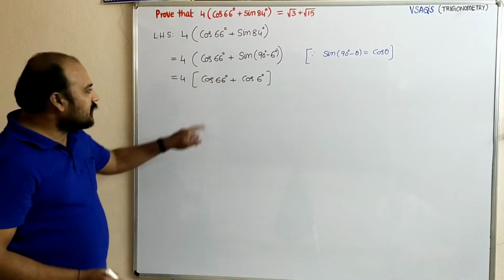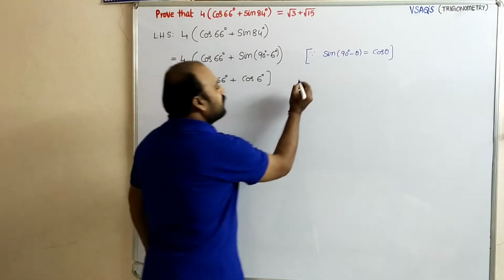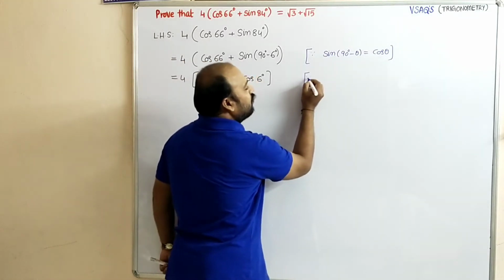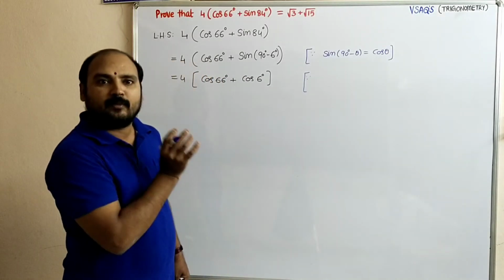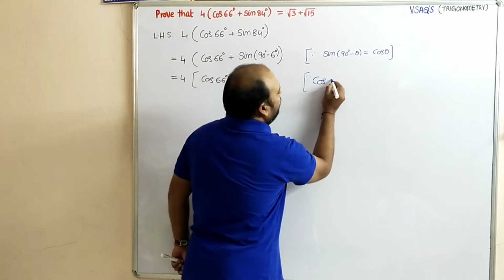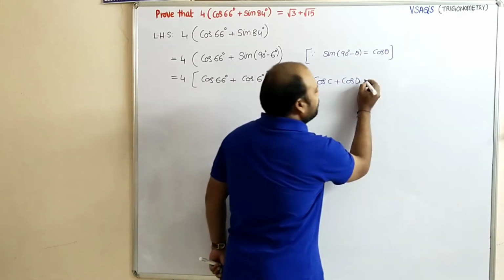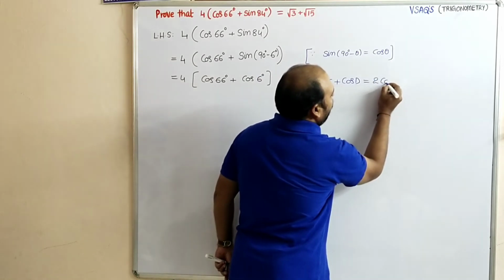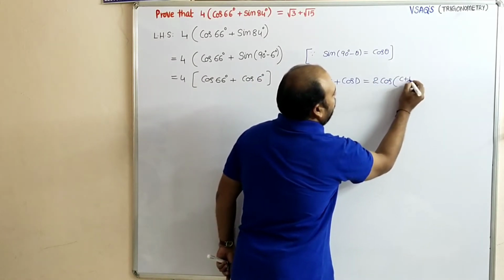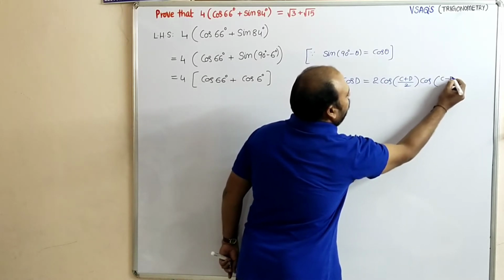After that, it is in the form of cos C plus cos D. Again, we have a formula now. In every step, we have a formula. You should be thorough with the formulas. Cos C plus cos D equal to 2 cos of C plus D by 2 into cos of C minus D by 2.